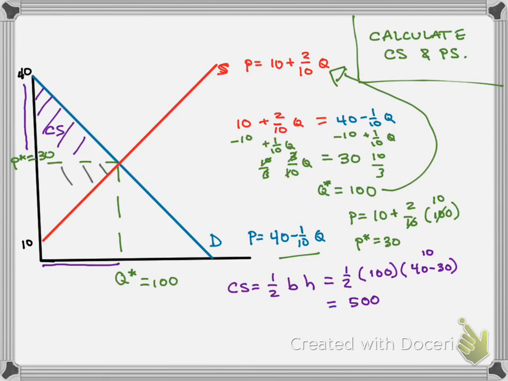Okay, now let's ask what producer surplus is. Producer surplus is the area under the price but above the supply curve. Producer surplus is also 1/2 base times height. So 1/2, the base again is 100. And the height here is 30 minus 10, because we're going from 30 down to 10 as our height. So that number is 20. So we get 50 times 20, where our producer surplus in this case is 1,000. So based on this market, consumer surplus is 500 and producer surplus is 1,000.